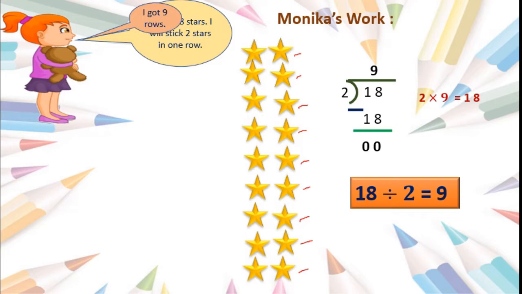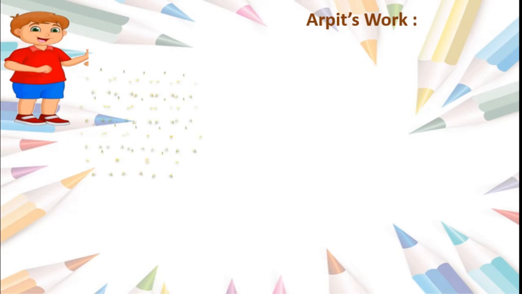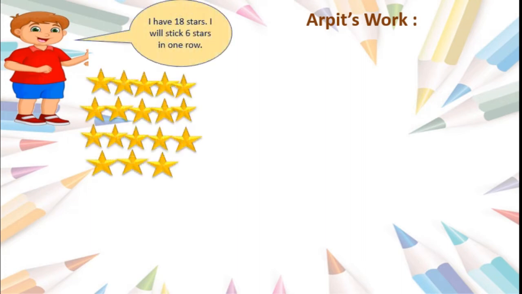Now we will move to Arpit's work. This is Arpit's work. We will see. Arpit is here. I have also 18 stars. I will stick 6 stars in one row. Okay. He is going to stick only 6 stars in one row.